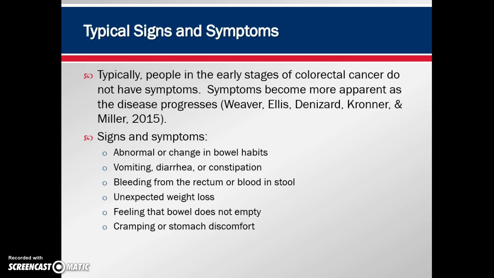Typically, people in the early stages of colorectal cancer do not have symptoms. Symptoms become more apparent as the disease progresses. Signs and symptoms: abnormal change in bowel habits, vomiting, diarrhea, or constipation, bleeding from the rectum or blood in the stool, unexpected weight loss, feeling that the bowel does not empty, cramping or stomach discomfort. All of these signs and symptoms are relevant to colorectal cancer and are a sign that you should see your general practitioner.